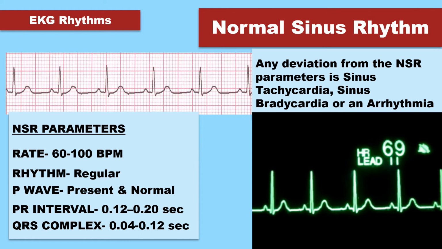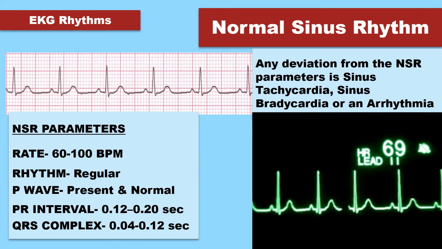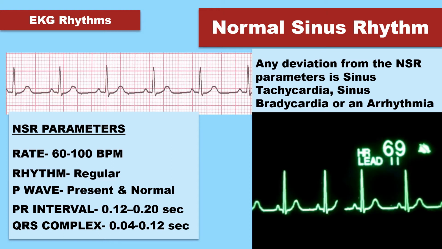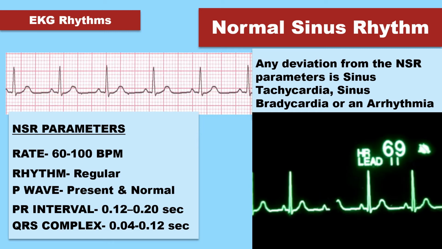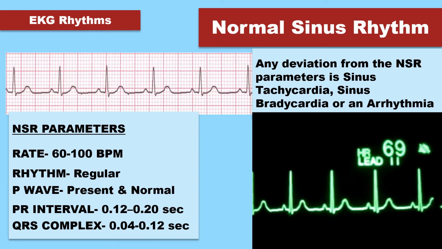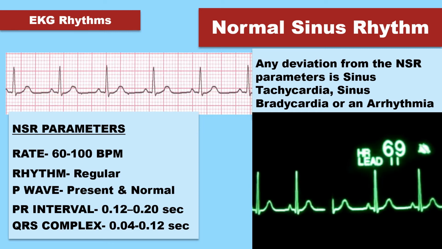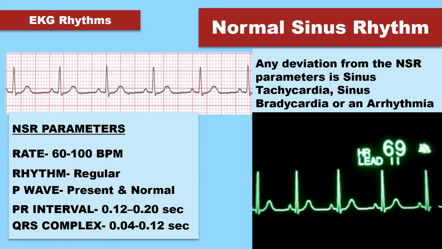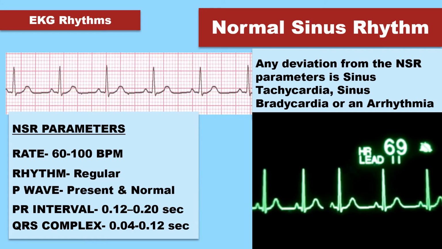Now the term normal sinus means coming from the sinoatrial node. The sinoatrial node should be considered normal. All of the R to Rs and the P's will be regular and evenly spaced out. P waves will be present, normal, and upright. The PR interval will be normal, basically less than 5 mini boxes, and the QRS will be normal and upright with less than 3 of those mini boxes.